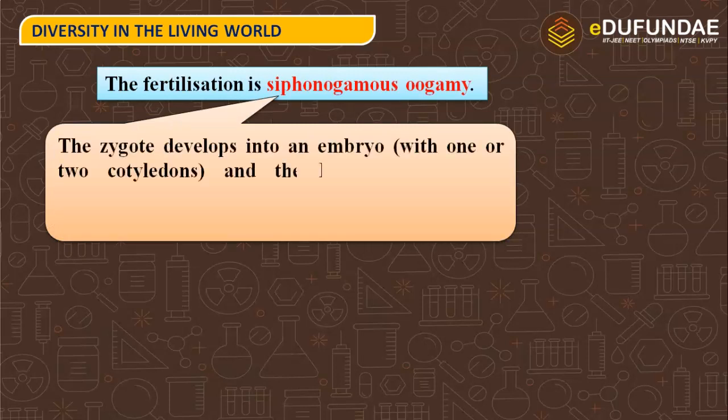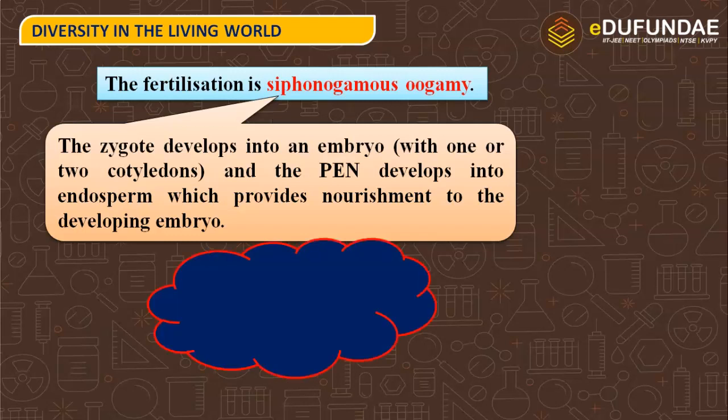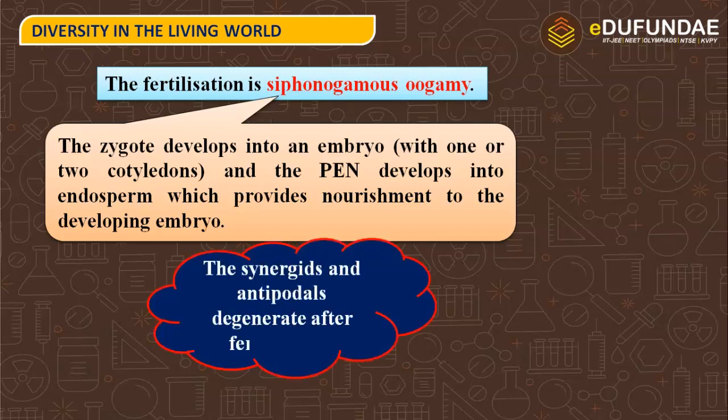The zygote develops into an embryo with 1 or 2 cotyledons, and the primary endosperm nucleus, also called PEN, develops into the endosperm, which provides nourishment to the developing embryo. The synergids and the antipodals degenerate after fertilization. Basically, the main function of synergids and antipodals is the nourishment of the developing embryo. Once there is the formation of the embryo, the synergids and antipodals will degenerate after fertilization.